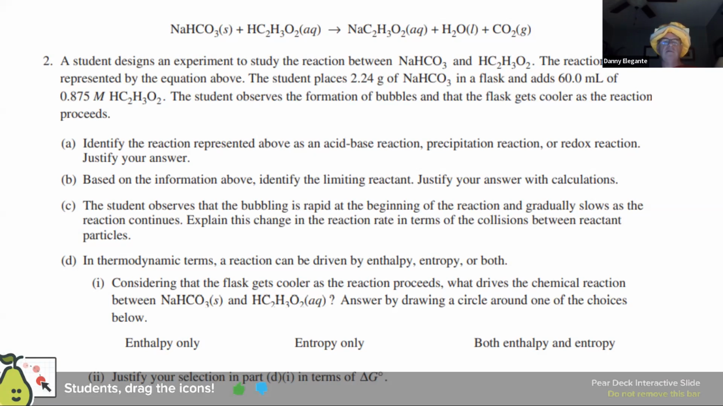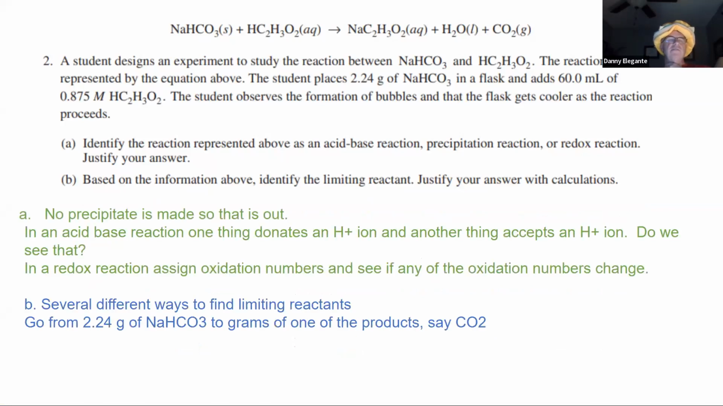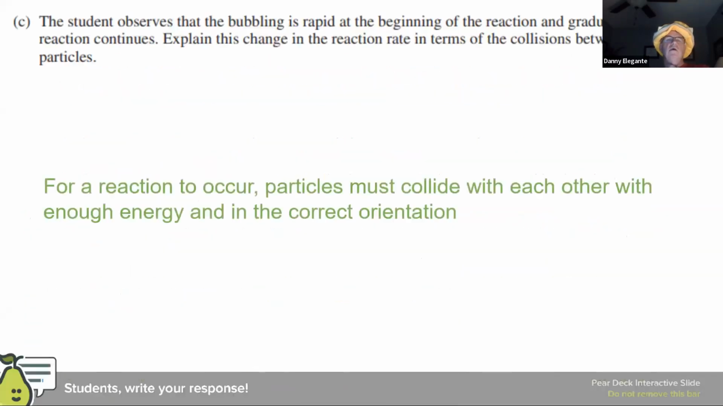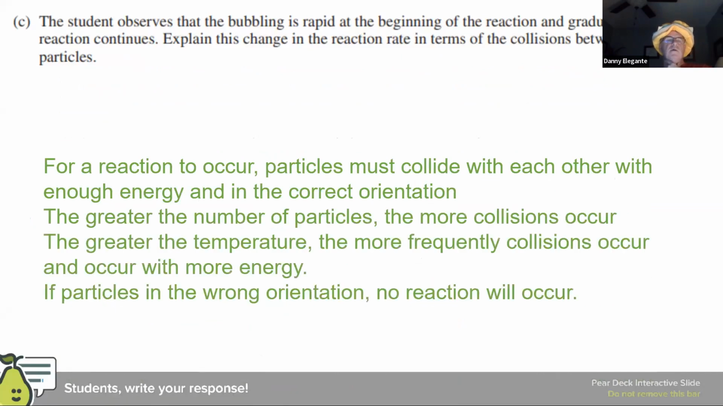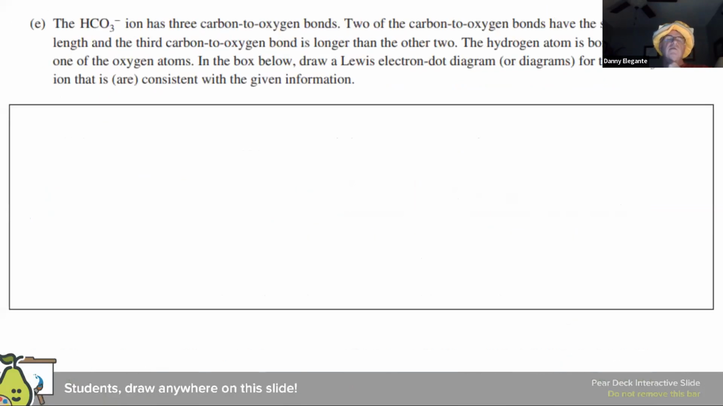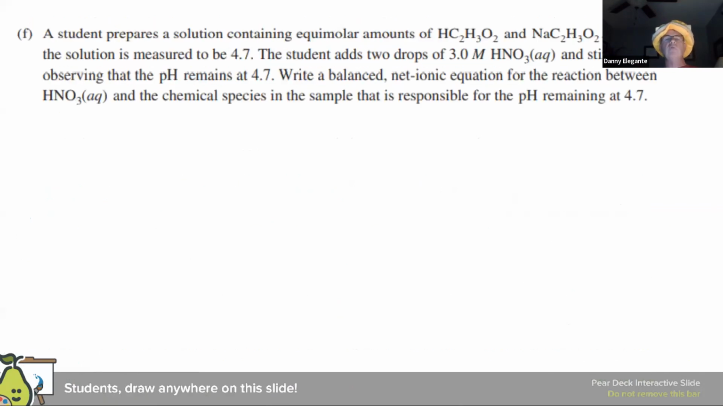Circle the one that drives it forward. That's got to be just 1 point because you're just circling something. Justify in terms of delta G, maybe one or two because it sounds mathy, maybe just one. I don't know. Right, let's look at the rest of the question. Okay, and then the Lewis structure, maybe one or two, maybe 2 points. We'll see, right? And then the last part, write a balanced net ionic equation. I'm guessing just one, right?